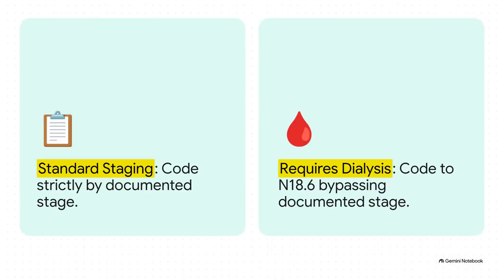And this brings us to a massive compliance trap that catches coders all the time. Normally, standard CKD staging is coded strictly by the documented stage, right? Stage 5 is N18.5. Simple, but if the patient has CKD that is documented as requiring chronic dialysis, a special inclusion note kicks in. You completely bypass their documented stage, even if the doctor specifically wrote CKD stage 5, and you jump straight to N18.6 for end-stage renal disease, paired with Z99.2 for the dialysis. The requirement for chronic dialysis overrides the standard stage numbering every single time.